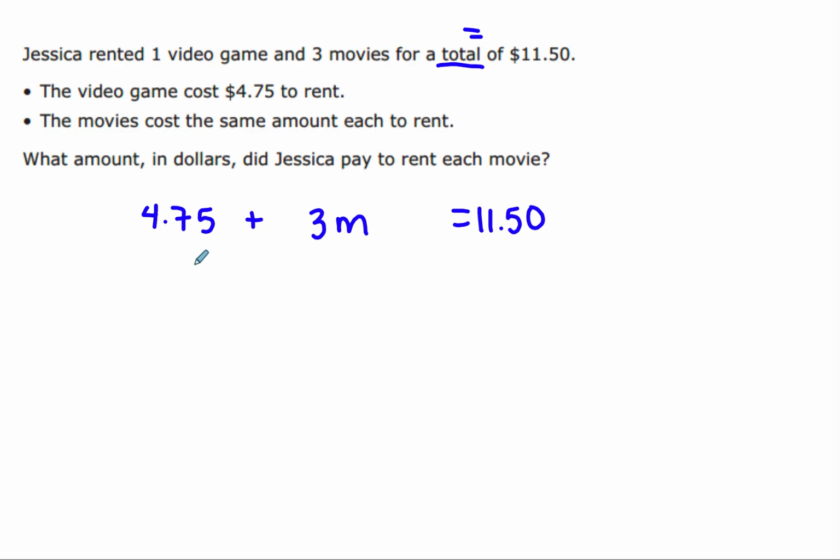Okay, so now to solve this equation, we're doing order of operations backwards, which means we get rid of addition and subtraction first before we multiply and divide. So we're going to start by subtracting $4.75 from both sides of the equation. Make sure you're lining up your decimals.